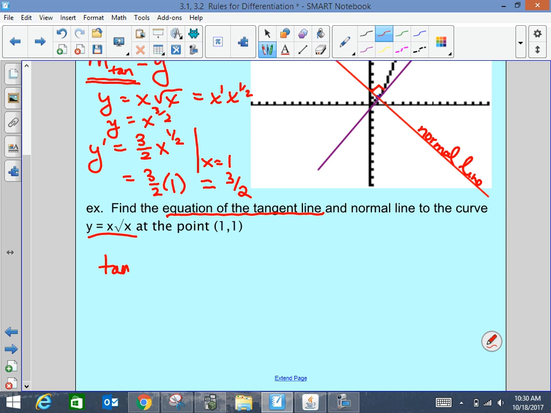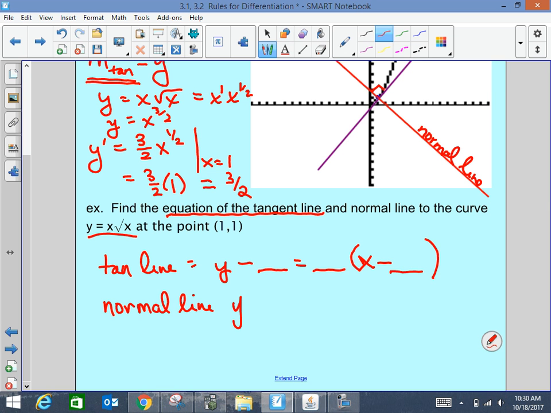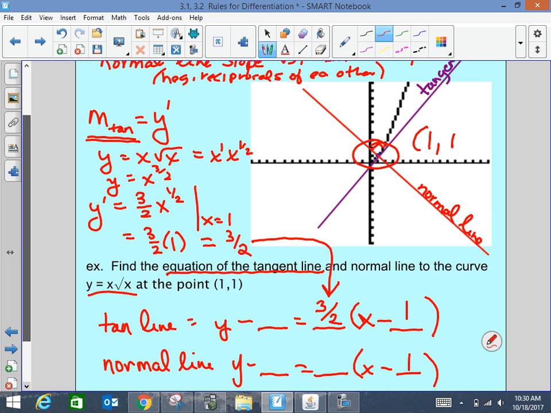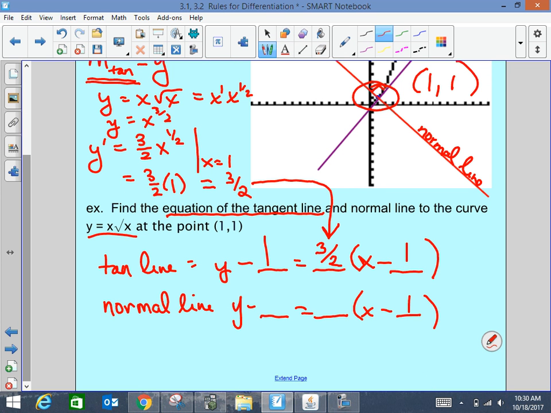I'm ready for the tangent line equation and the normal line equation. Okay. y minus y1 equals m times x minus x1. y minus y1 equals slope times x minus x1. Okay, so I know my x is 1 on both of them. Do I know my slope of my tangent line? What is that? 3/2, right? All right, what's my y value? What point am I at again? 1, 1. So my y value is 1. There's the slope of my tangent line. y minus 1 equals 3/2 times x minus 1.